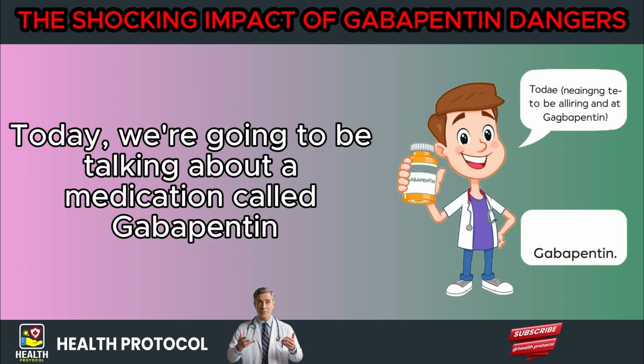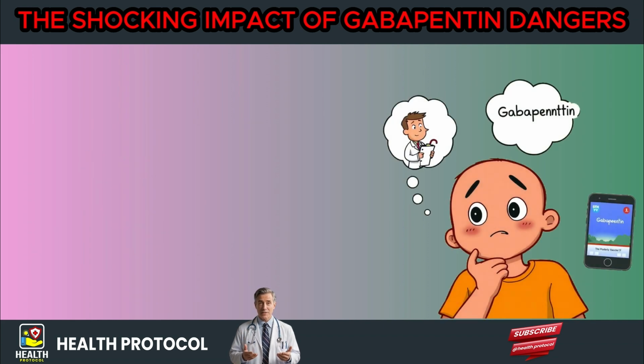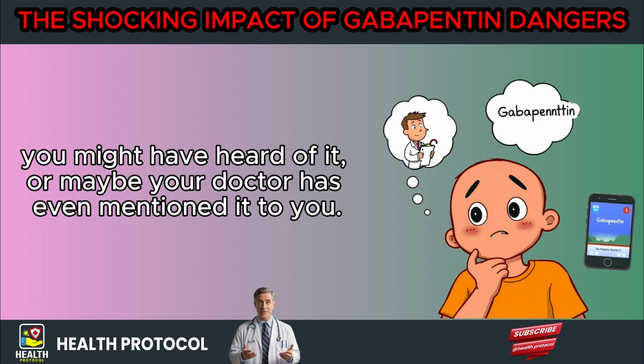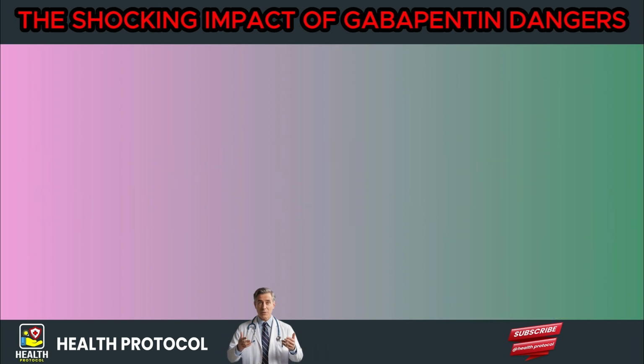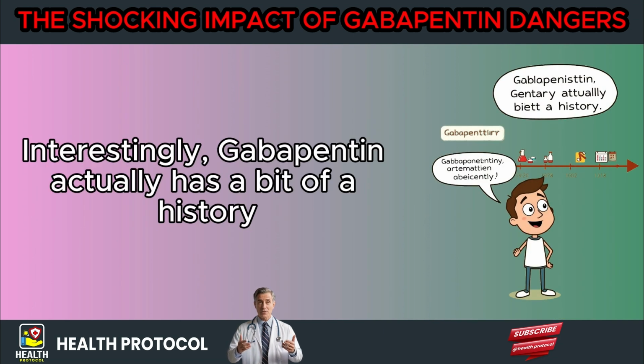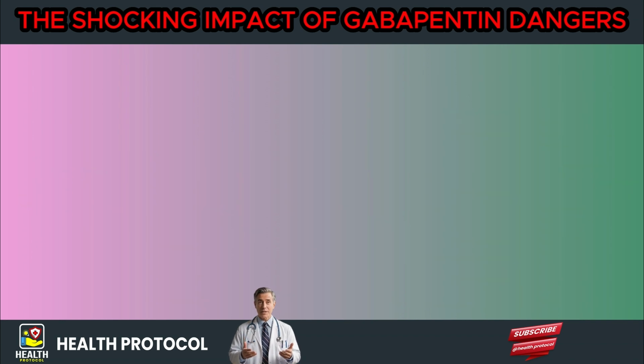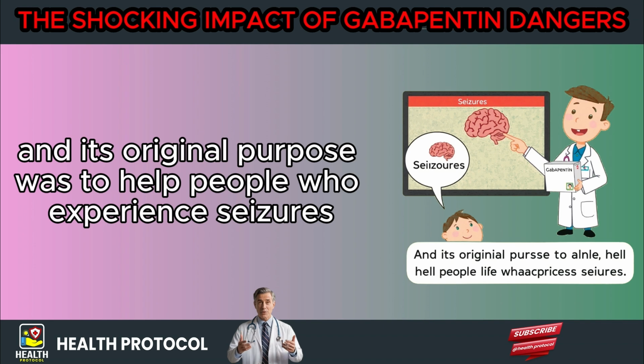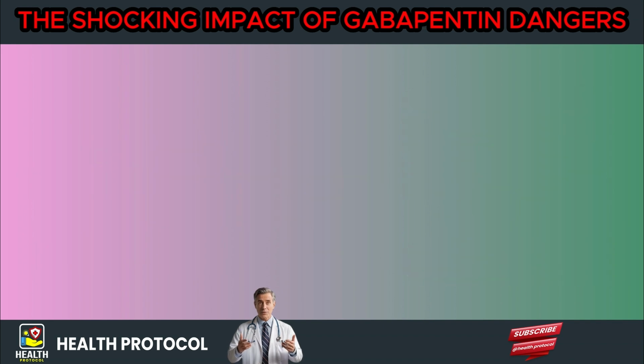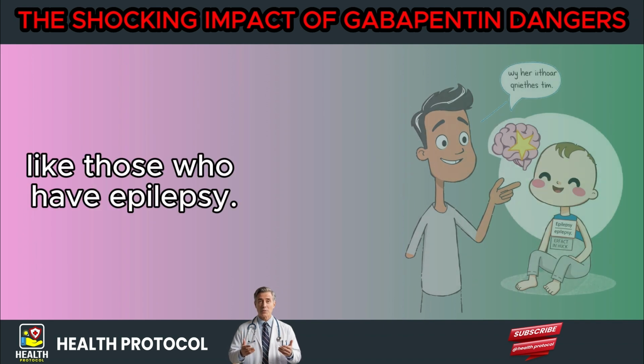Today we're going to be talking about a medication called gabapentin. Now, you might have heard of it, or maybe your doctor has even mentioned it to you. Interestingly, gabapentin actually has a bit of a history. It was first cooked up way back in the 1970s, and its original purpose was to help people who experience seizures, like those who have epilepsy.